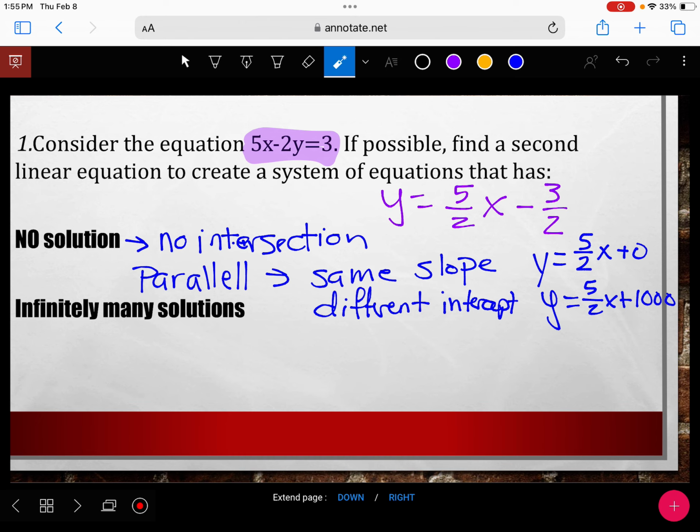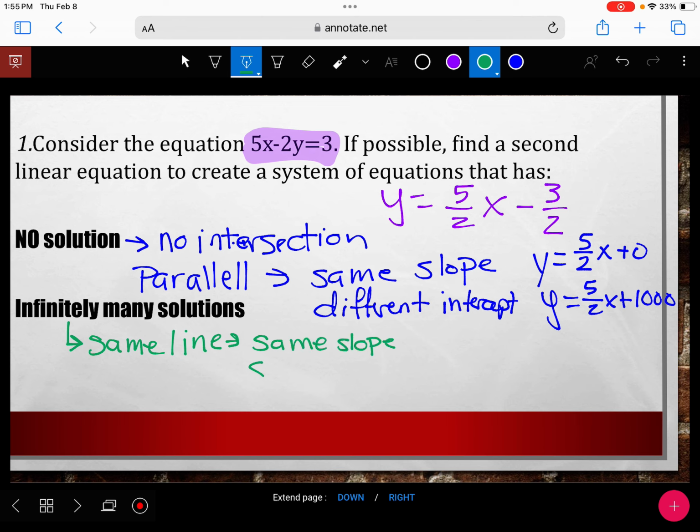For our infinitely many solutions, what does that need to have? Infinitely many solutions means what's the relationship between the two lines? They're stacked, right? It's the same line. So we need the same slope and the same intercept. Okay? So these are our three real options for here, plus one that they tried to trick you with. We can have one solution, we can have no solution, or we can have an infinite number of solutions. The infinite number of solutions means they are the same line.